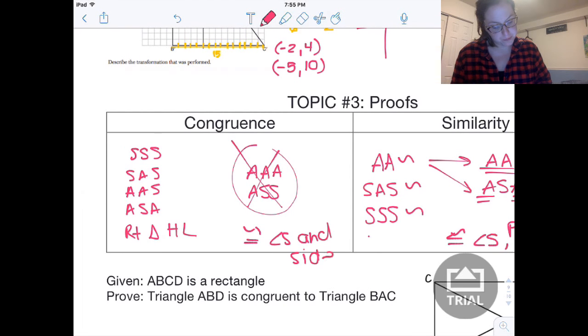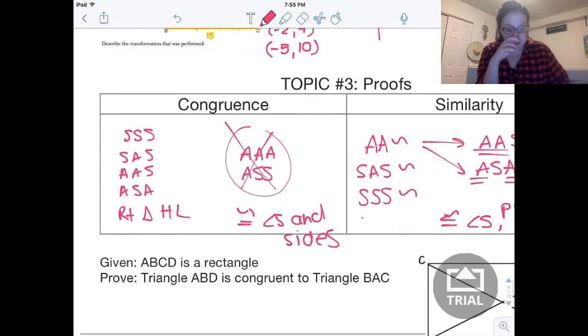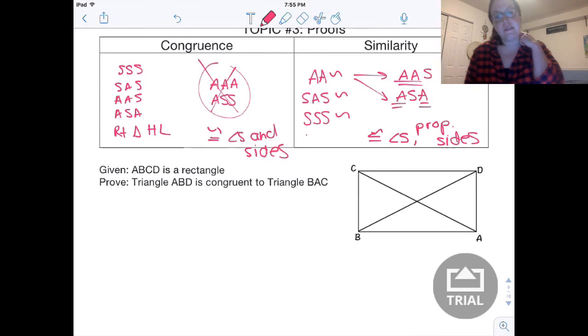Okay, so I have 3 proofs to do. And we're going to go through these relatively quickly, but remember, you can always rewatch this, you can slow it down, and you can send me questions, okay? So first one, you're given that this is a rectangle, and I want to show that I have 2 congruent triangles. So triangle ABD is congruent to triangle BAC.